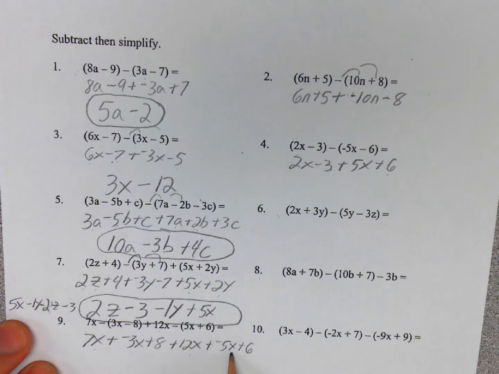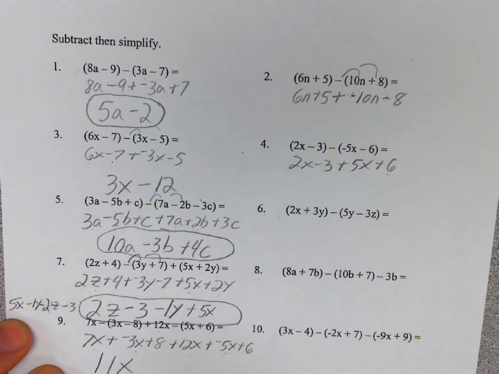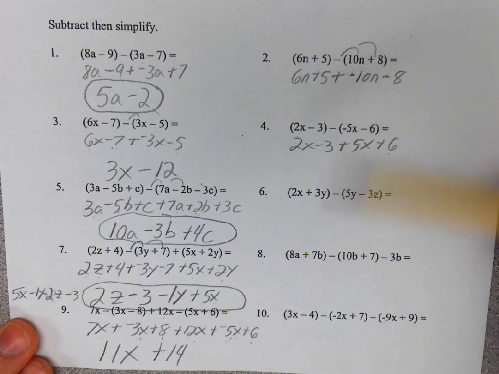And then last is put the x with the x's. We got a lot of x's. 7 minus 3, that's 4x. 4x plus 12x is 16. And then 16 minus that 5, we got 11 x's. All right? And then finally we have our 8 plus 16. There's my 24 numbers. All right? So you got to do 2 through 10 now.